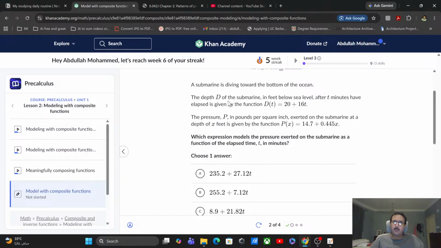The depth D of the submarine in feet below sea level after T minutes have elapsed is given by the function D of t equals 20 plus 16t.